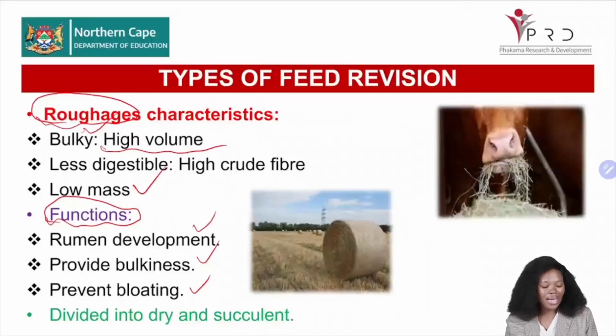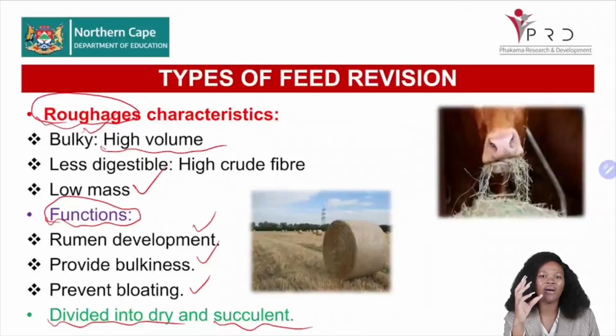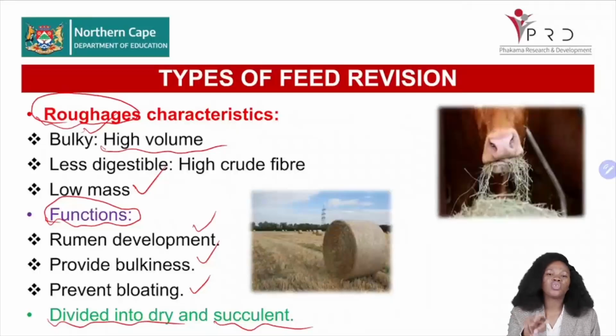Now, also you must understand that these roughages are divided into two. We have the dry roughages and the succulent roughages. Dry roughages have less moisture content, which is water. And when we compare the level of crude fiber, we can conclude by saying dry roughages have more crude fiber.